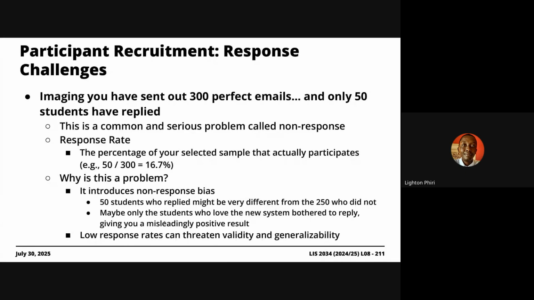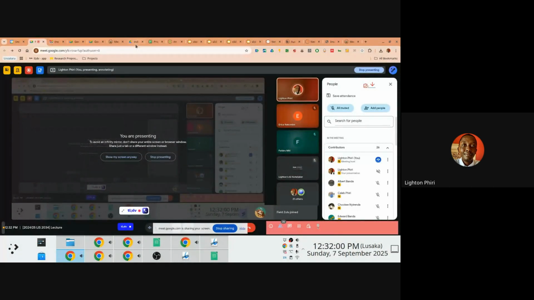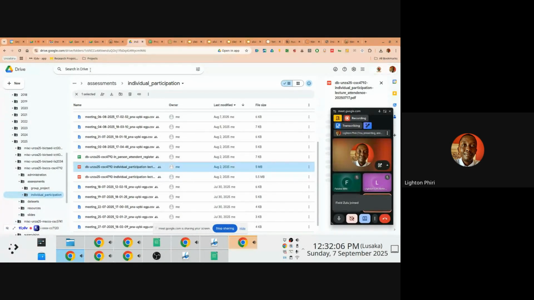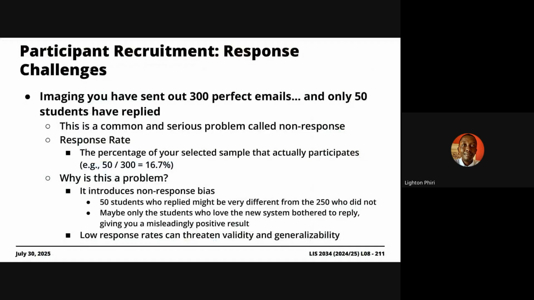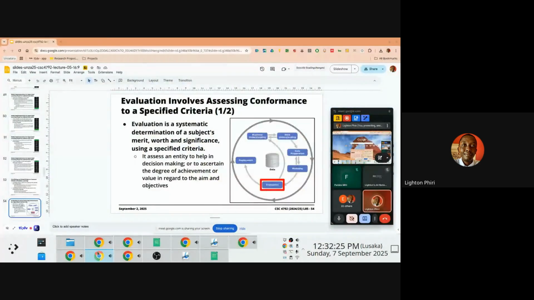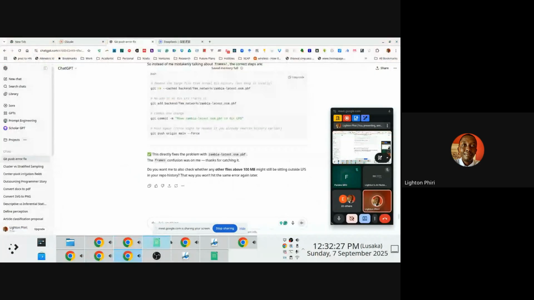I'm going to show you a real world example of how hard it can be to recruit participants. I can show this to you later on. We conducted a nationwide study with health practitioners in Zambia. We only managed to recruit a total of about, is it 93 participants? It was really, really hard. Extremely difficult, painful, frustrating.